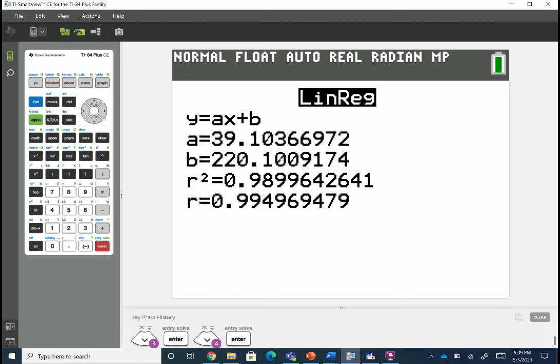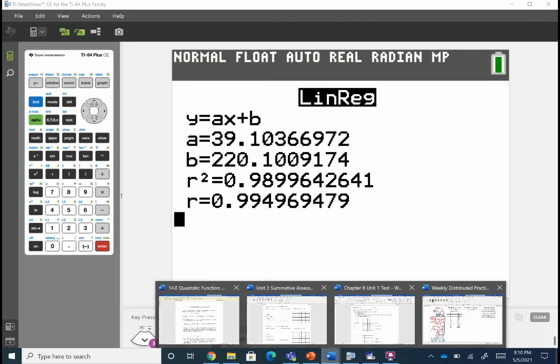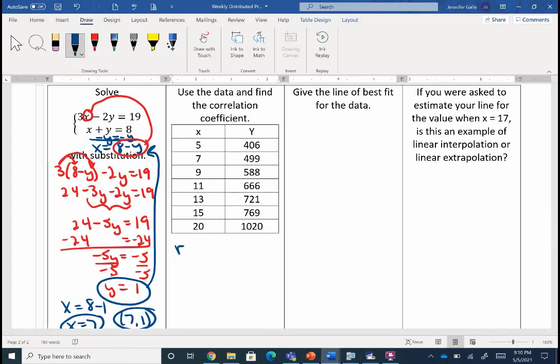The correlation coefficient is your R value. And we're just going to go ahead and round that. Let's just do 3 decimal places. So we just want the single R value. So we want 0.99, and it's going to round to a 5. So R is approximately 0.995 would be our correlation coefficient.